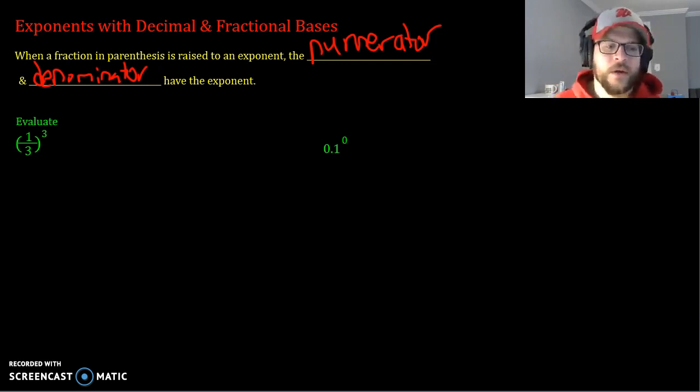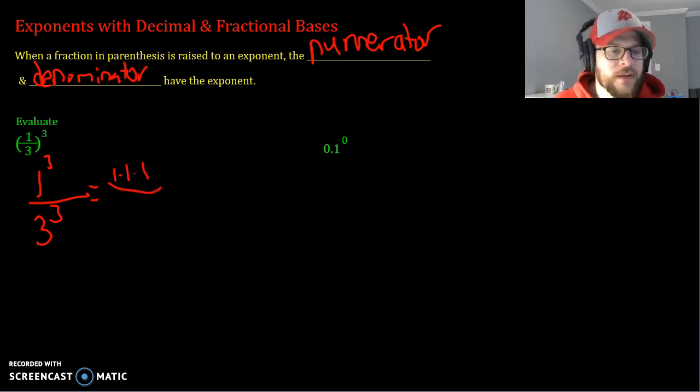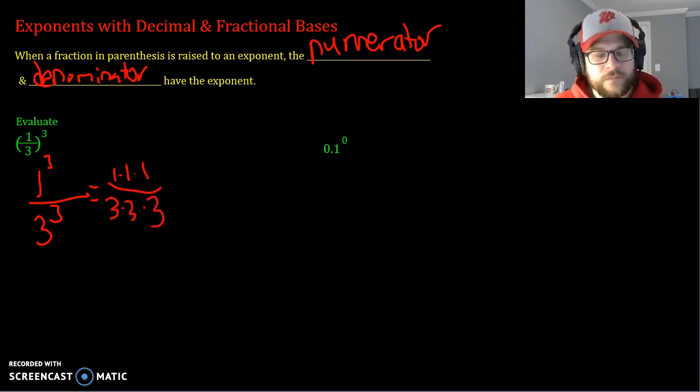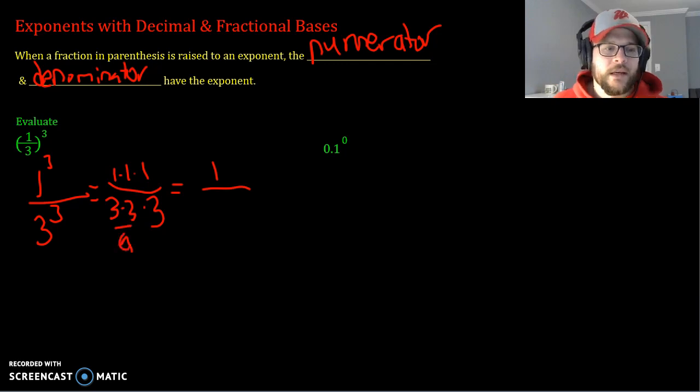So in this first example, we have the fraction 1/3 set in parentheses, and the whole thing is being raised to the third power. So that means that both the 1 gets the exponent and this 3 in the denominator also gets the exponent. So it's 1 to the third power over 3 to the third power. And 1 to the third power just means that you're multiplying 1 times itself 3 times, and then 3 times itself 3 times. 1 times itself 3 times is just 1. 3 times 3 is 9. And then 9 times 3 is 27.